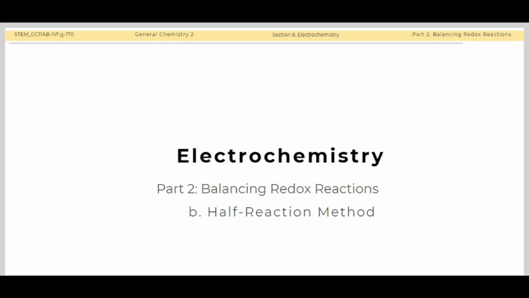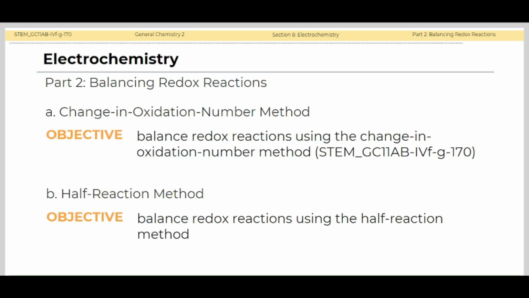Let's begin. The previous lesson objective is to balance redox reaction using the change in oxidation number method. In this lesson, we will balance redox reaction using the half reaction method.